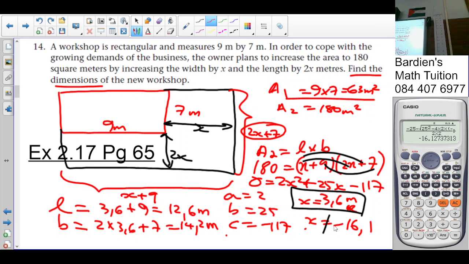So the length of the original rectangle becomes the breadth of the extended one. Not so. The breadth is normally the shorter one. But it doesn't really matter to us. Just check if that's correct. 12.6, 7.2, 14.2. Is it wrong? I got that initially, but now I'm trying to pick up my mistake.